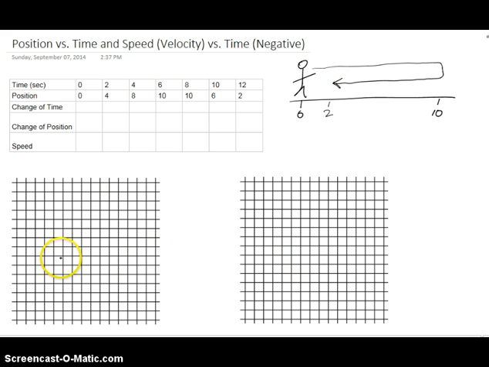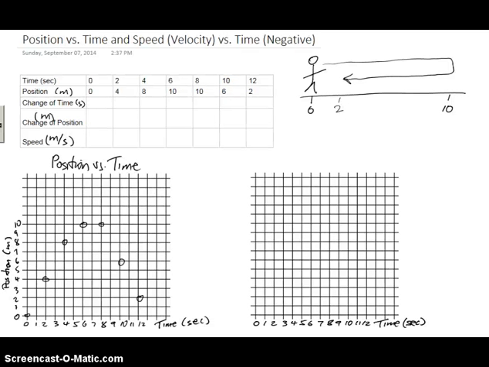Let me go ahead and fill out our position versus time graph, and then we'll talk about the speed, or now we'll start talking about velocity graph. So in our position versus time graph, I'm at 0, then you can see 4, 8, 10, stay at 10, then go back to 6, and then finally end up at 2 meters.